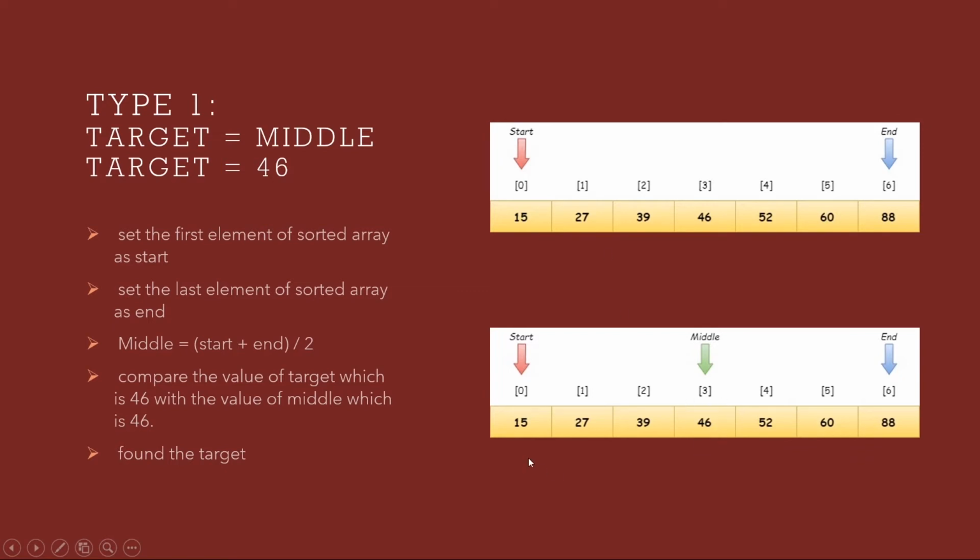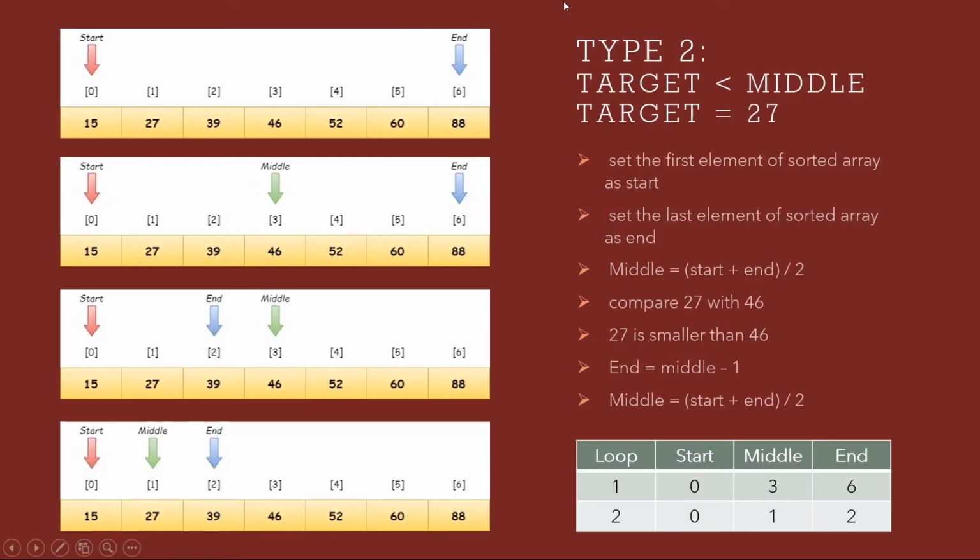So as we can see, we can conclude that we found the target for one loop only. Next, I will explain the type 2, which is target less than middle. Now the target value is 27.